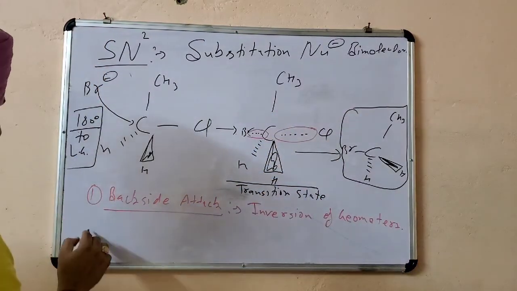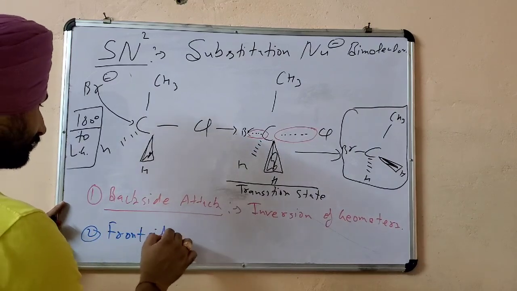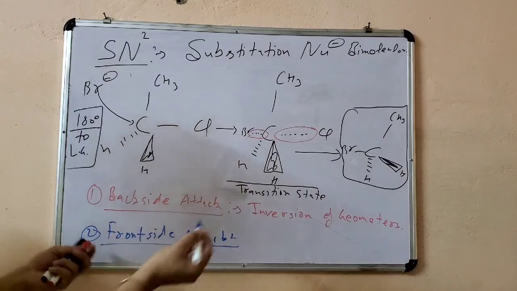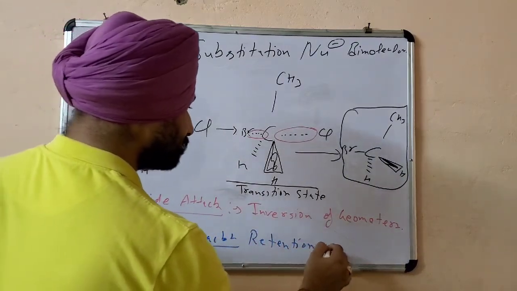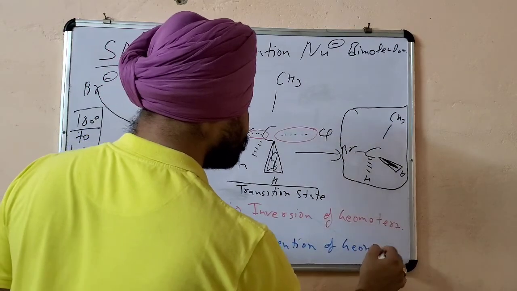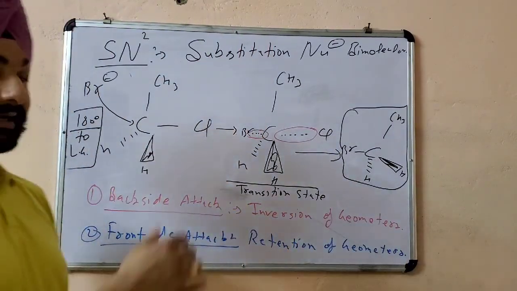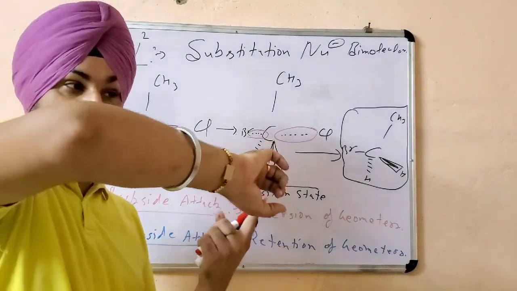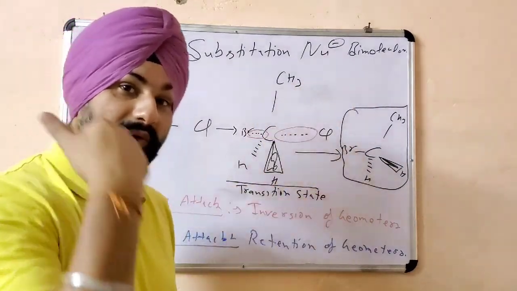If there is a front side attack, it means there is retention of geometry. Clear? So if it is a front side attack, levo reactant will be converted to levo product, dextro will be converted to dextro product. Why is it happening?